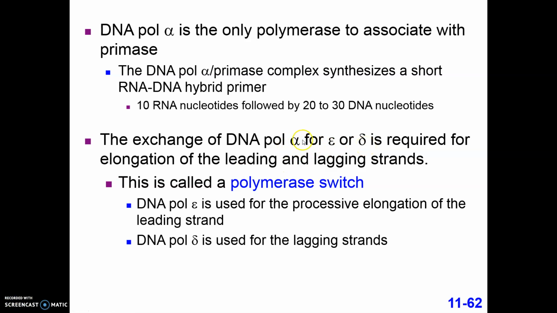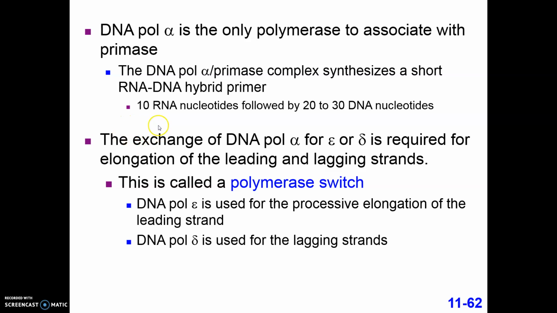So here again, you'll see that biologists love to use Greek characters to describe different elements or different subunits or different classes or types of things. For those of you that aren't familiar with Greek characters, this right here is the alpha, this is epsilon, and this is delta. We tend to use those as opposed to others.